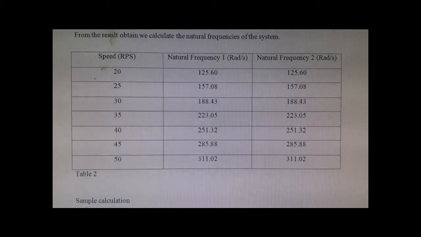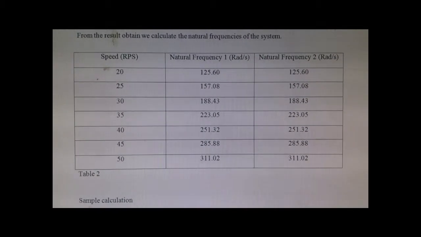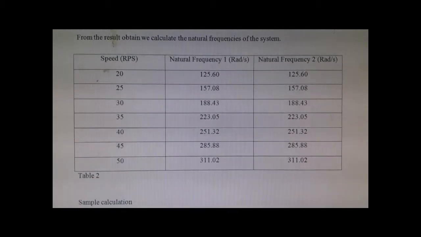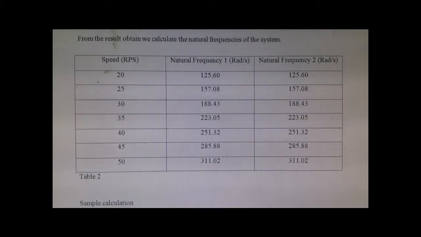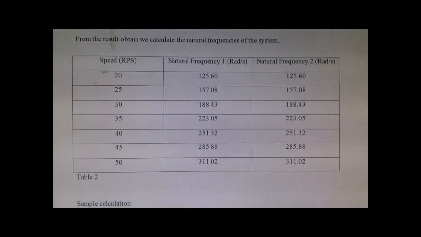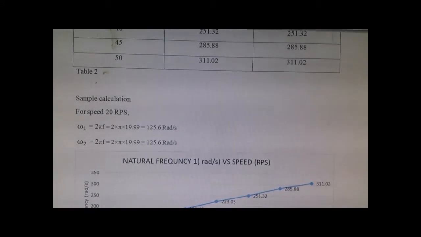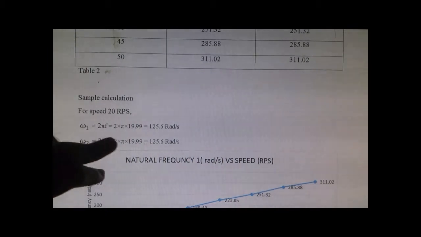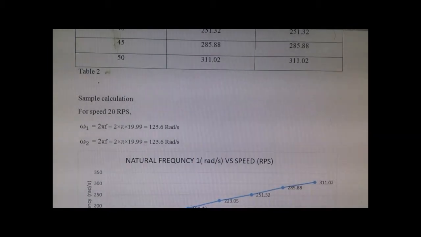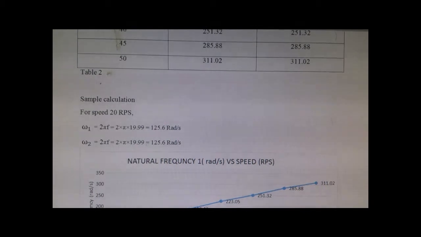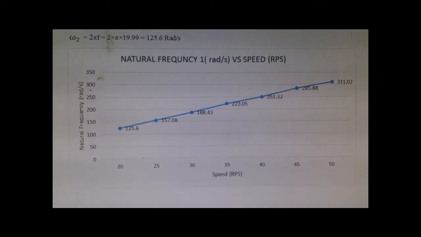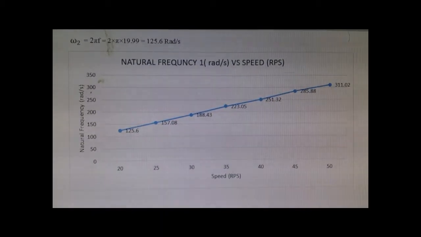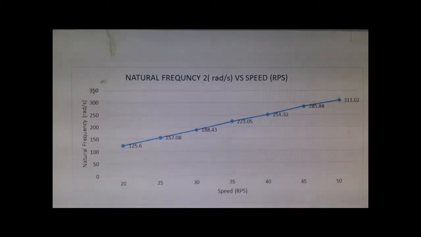From the DasyLab setup, we only got the frequency data, so we convert the frequency data into natural frequencies to get natural frequency 1 and natural frequency 2. For example, the sample calculation for speed 20 RPS is omega 1 equals 2 pi f, which equals 125.6 radian per second. This is the graph of natural frequency 1 versus speed of the motor, and this is the graph of natural frequency 2 versus speed of the motor.